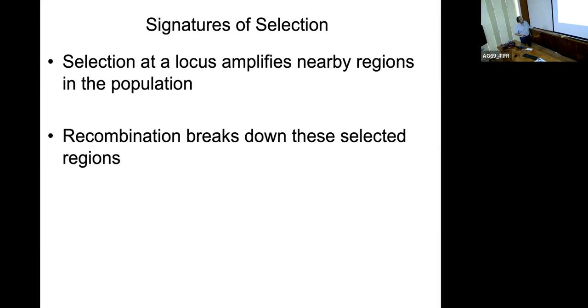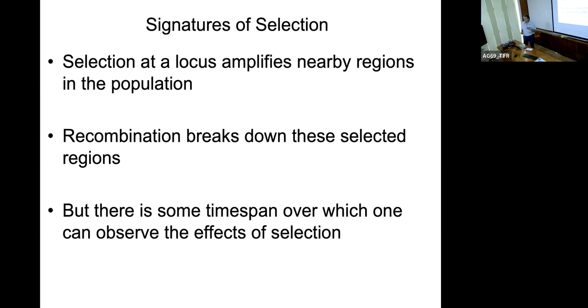Okay, anyway, so recombination breaks down these selected regions. So let's say you are amplified for some reason. Over time, although the locus will be there, the regions will shorten. But that means that there is some time span over which you can observe the effects of selection. Not too far out in the back, right? But there should be some time span.